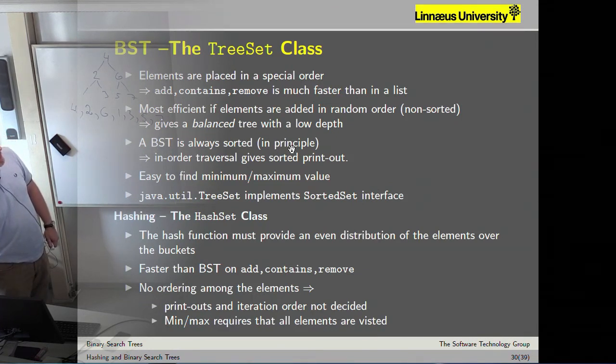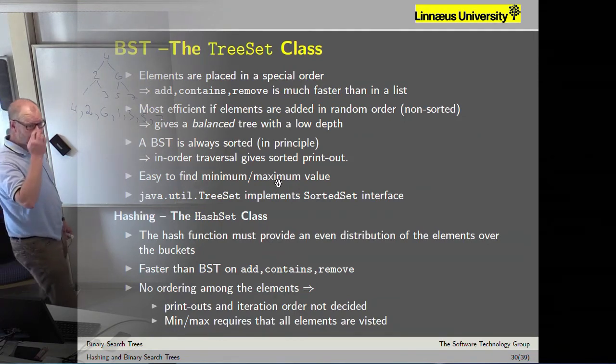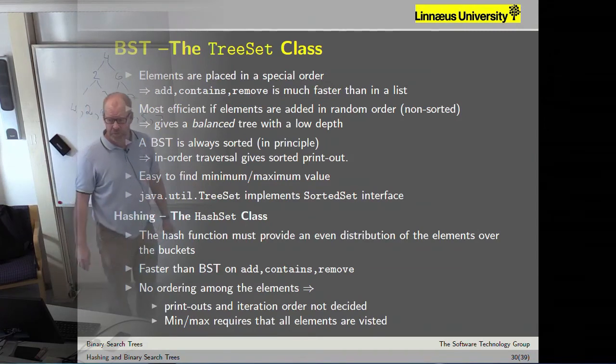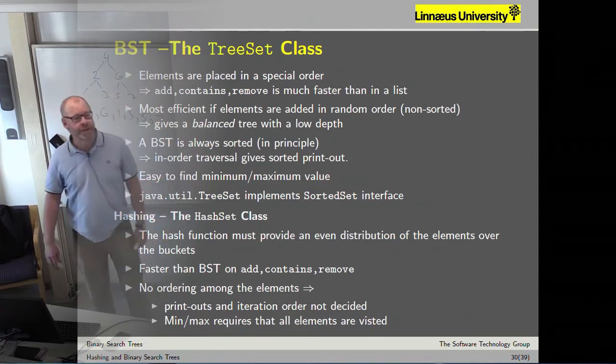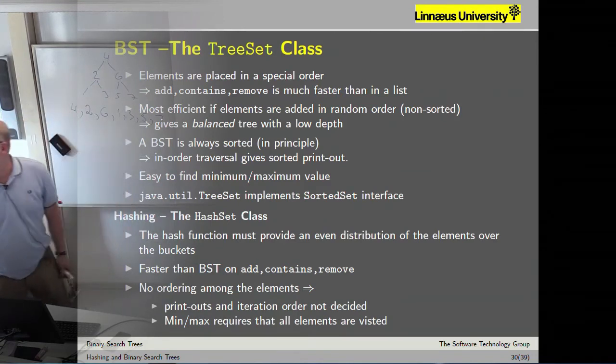So they are in principle always sorted, and it's easy to find the minimum and maximum value. What would an algorithm be to find the maximum value? Go right, go right, go right, until you can go no further, and pick the last one. You will find the largest element, and for the smallest, go left.